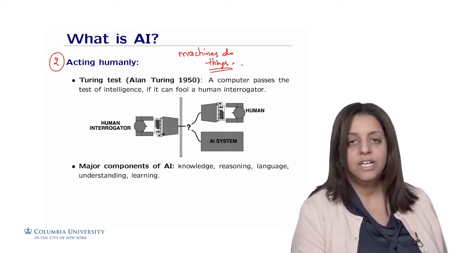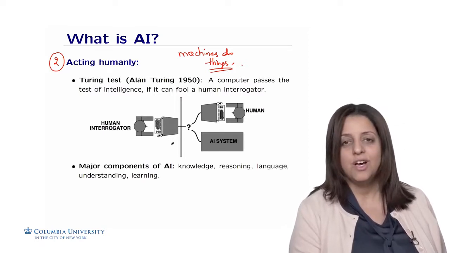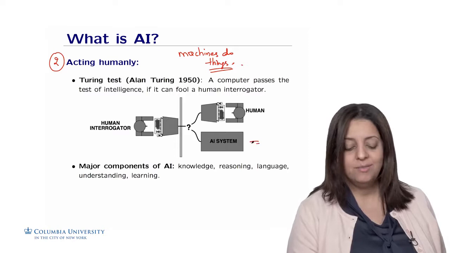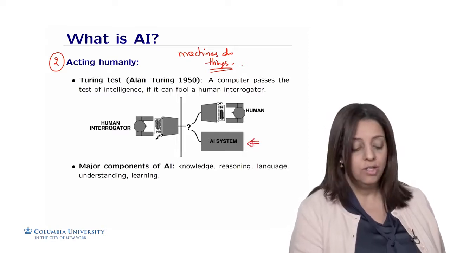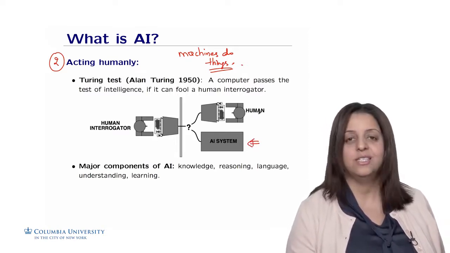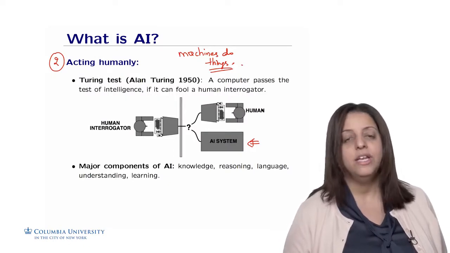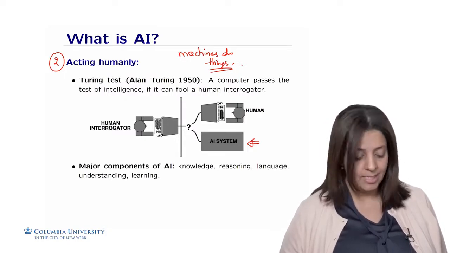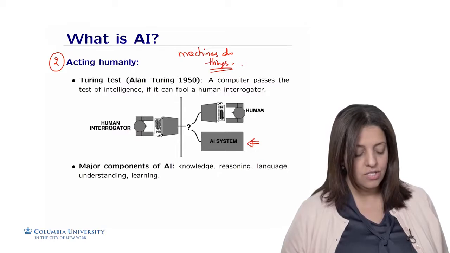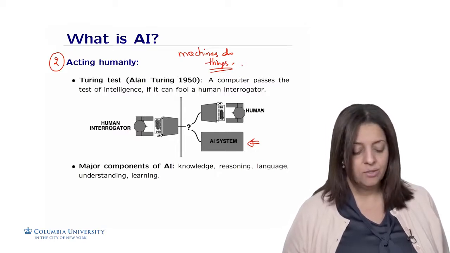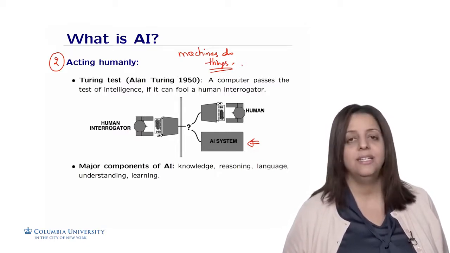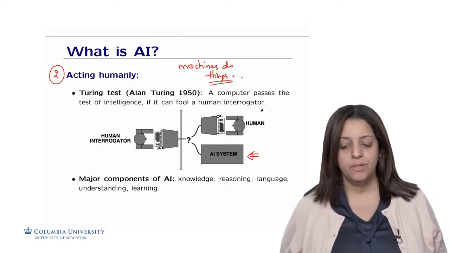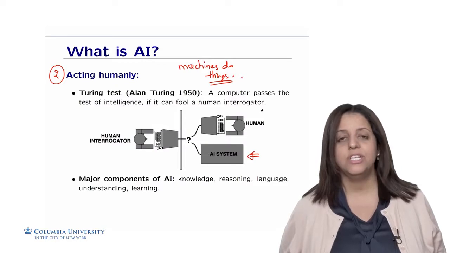The human interrogator will be asking questions to the other side of the wall, and an AI system would be deemed intelligent if the human interrogator cannot tell which is the AI system and which is the human. So it fooled the human interrogator, and it showed that it exhibits some form of intelligence because it was able to do that. In his paper, Alan Turing also suggested major components of AI, including knowledge, reasoning, language understanding, and learning.